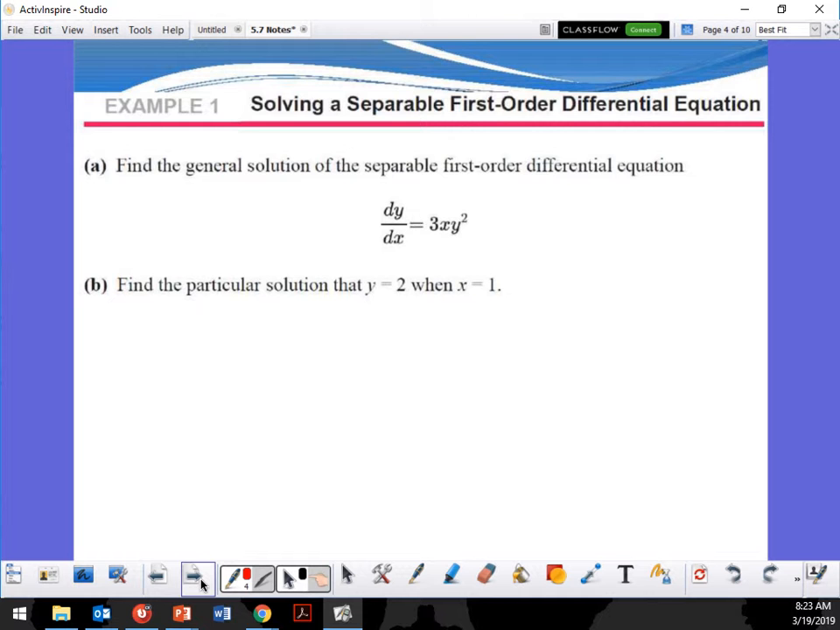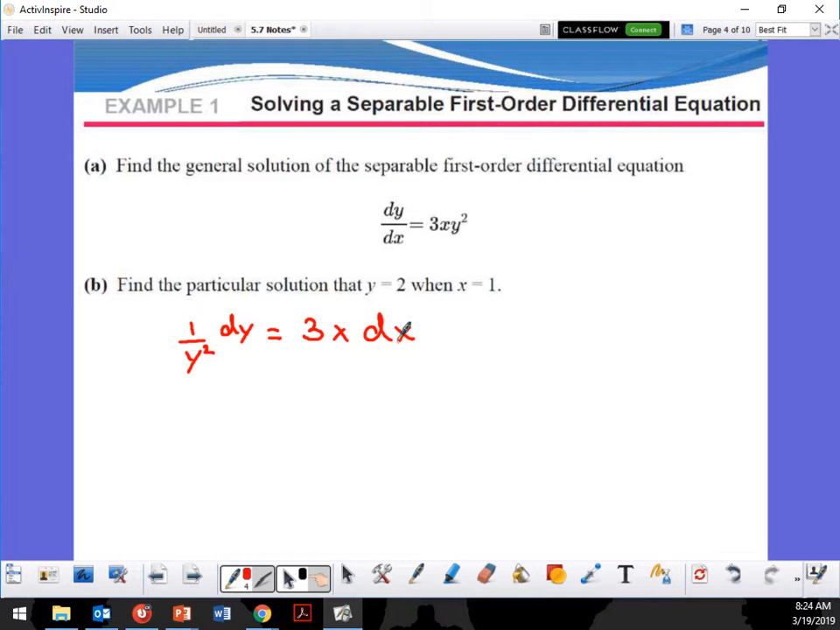Algebra. dy over y squared equals... Okay, so now I'm going to multiply by dx to get the dx over here, okay? And then I'm going to divide both sides by y squared to get my y's over there, right? So when I'm done, I should have 1 over y squared dy is equal to 3x dx.